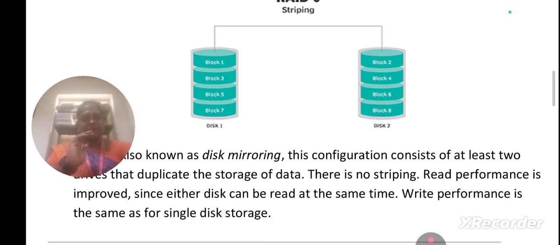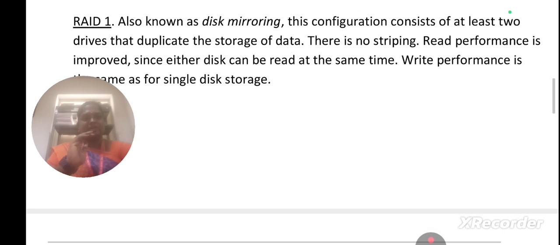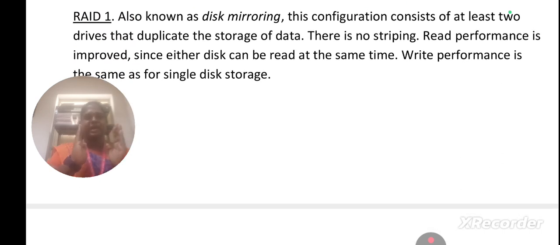In RAID 0, it's at the striping level. In RAID 1, it is called disk mirroring. At least 2 drives have duplicate storage of one drive. Disk 1 contains the data, and disk 2 contains the same data also. No striping. It cannot be different from one another. The same data stored on one disk will be stored on the other disk.